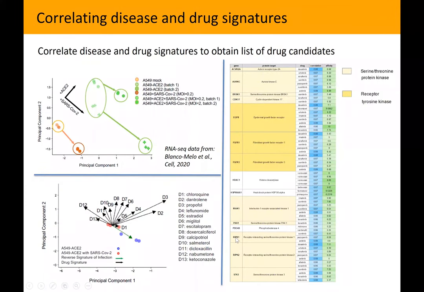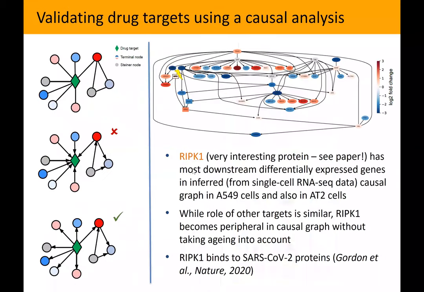And I can look at, well, I would like the drug targets to be upstream of the genes differentially expressed by the virus, right? Differentially expressed in terms of with SARS-CoV-2 or without SARS-CoV-2. And what is nice is that RIPK1 is in fact upstream of most of the genes, whether you do it in A549 cells or in AT2 cells. It is a super interesting protein, and you can look at the paper.